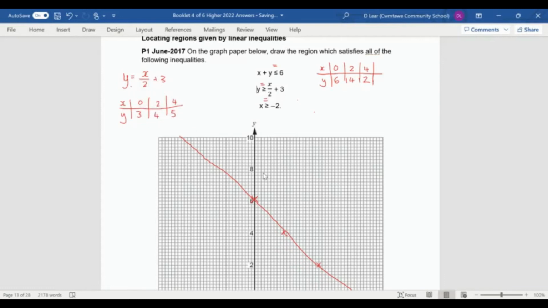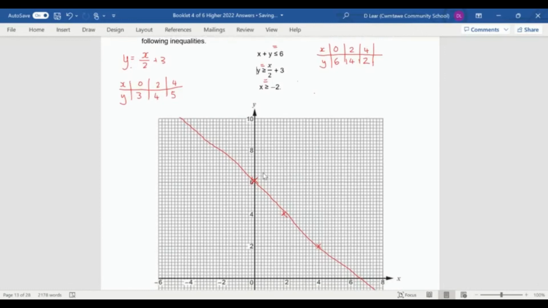So this time, when x is 0, y is 3, which is there. When x is 2, y is 4, which is the same point as that one. And when x is 4, y is 5, which is about there. Apologies if I'm slightly out, okay? And again, a straight line with a ruler, all the way through those 3 points, and continue at either side.